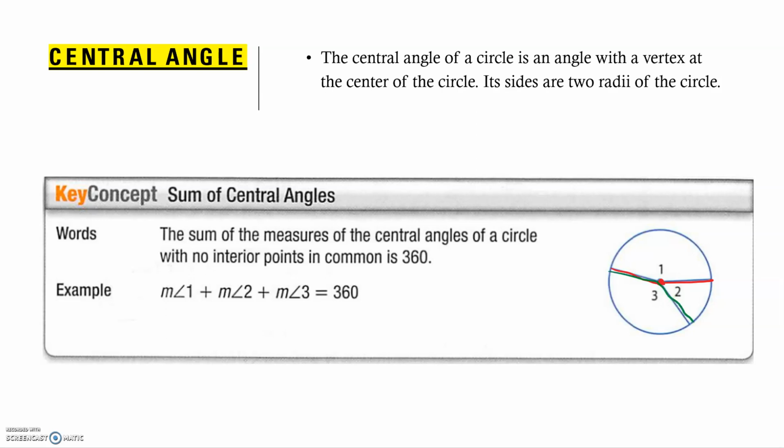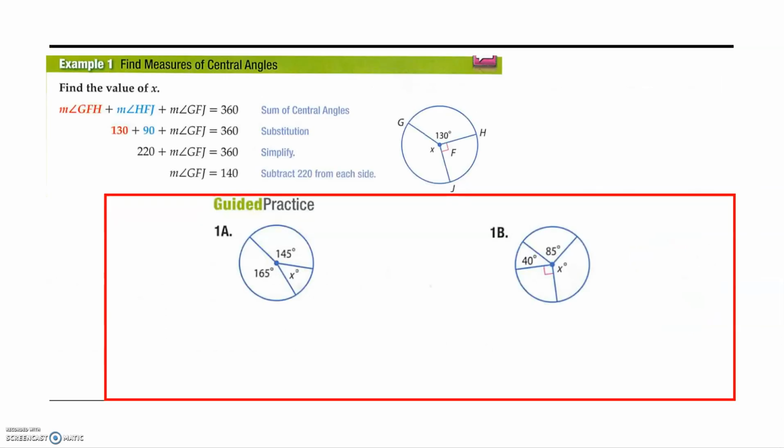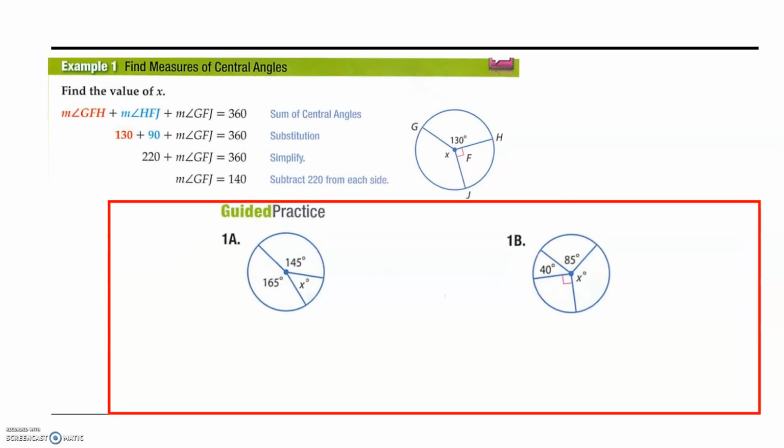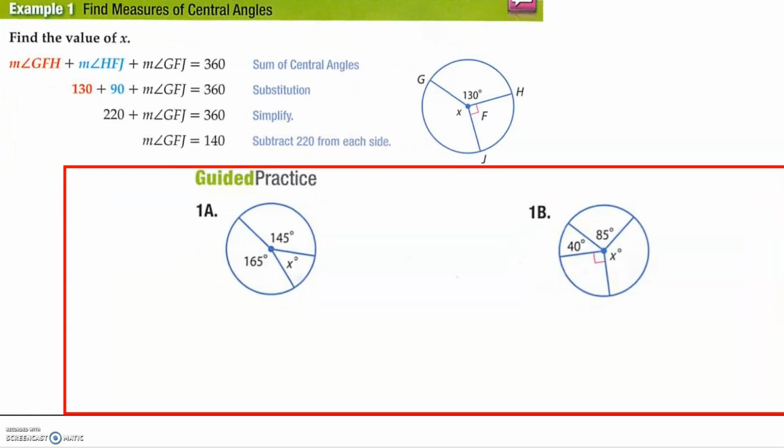So there's angle 1, there's angle 2, and angle 3. And the measures of the central angles of a circle have to add up to 360 degrees. That just makes sense. Okay, so here's an example. In our guided practice, let's solve for x. So we know that 165 plus 145 plus x has to add up to 360.